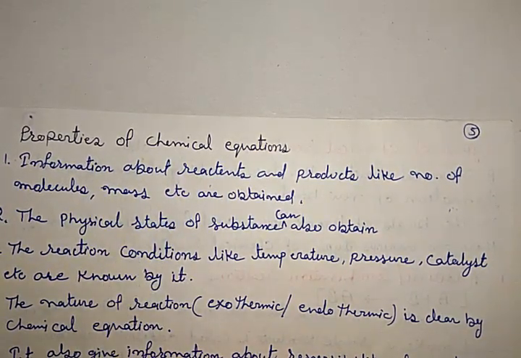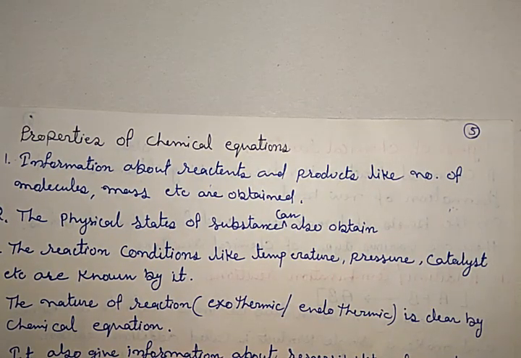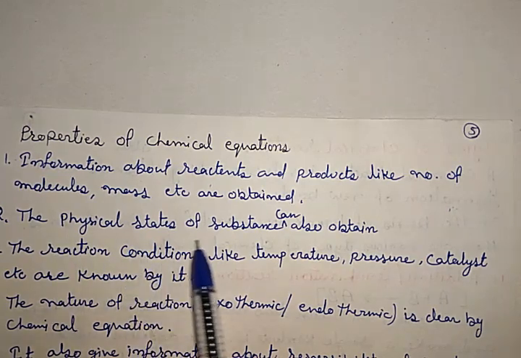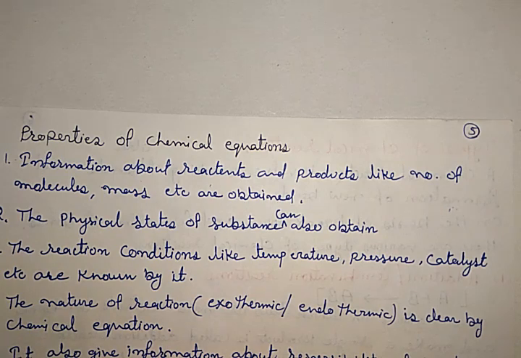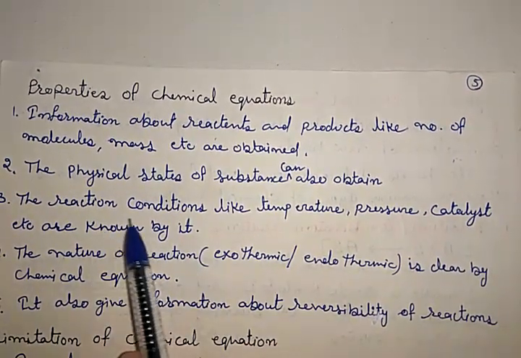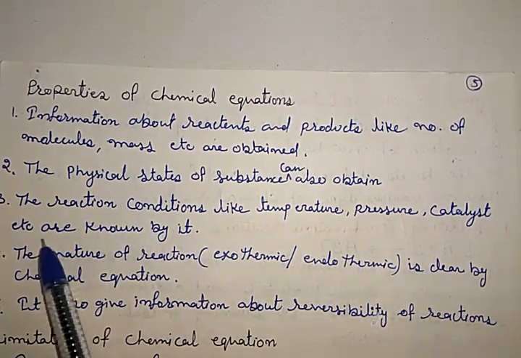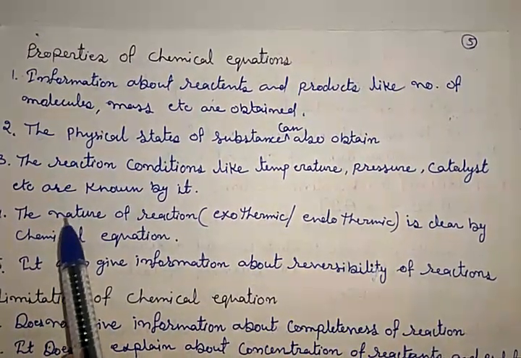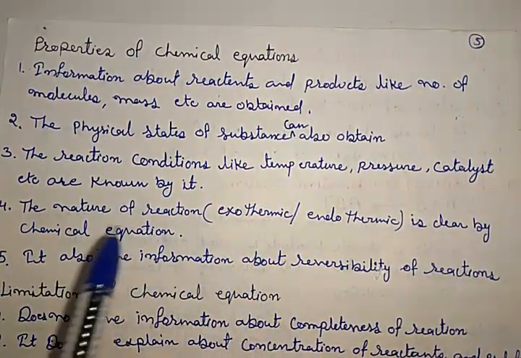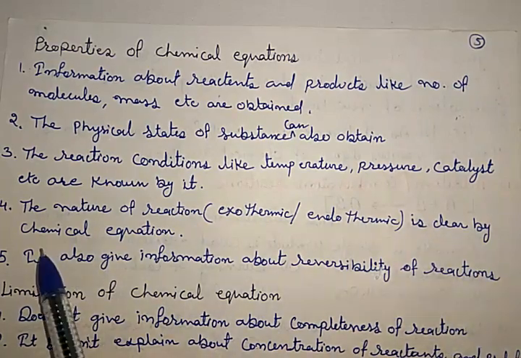Mass also, because if we know the atoms, then by multiplying with the atomic mass we can easily get the mass also. Second, the physical states of substances can also be obtained, because as we discussed, in the chemical equation we also write the states of reactant and product. Third, the reaction conditions like temperature, pressure, catalyst, etc. are known, because they are mentioned in the chemical equation. Fourth, the nature of reaction, that means whether it is exothermic or endothermic, is made clear by the chemical equation.